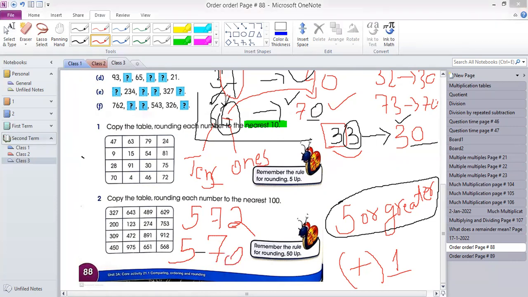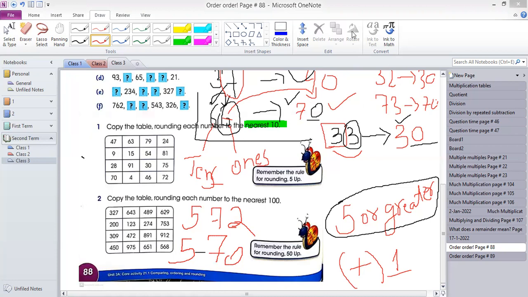But sir, which number do we make it, the number or greater? Like here you write 5 or greater, you will add 1. Yes, if the number is 5 or greater. Okay, 7 is greater than 5.